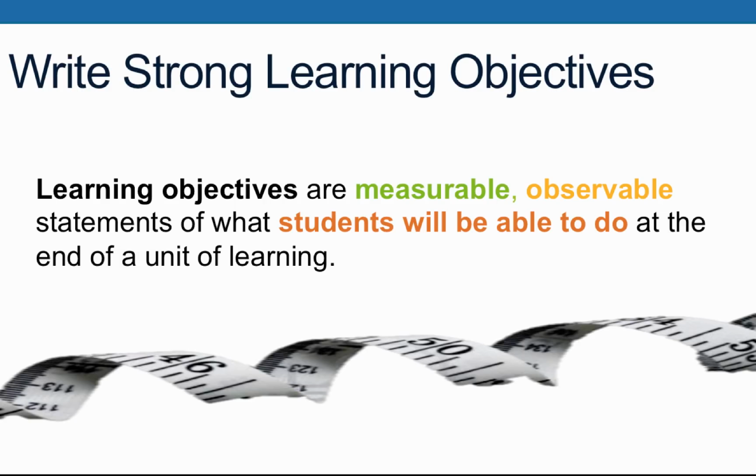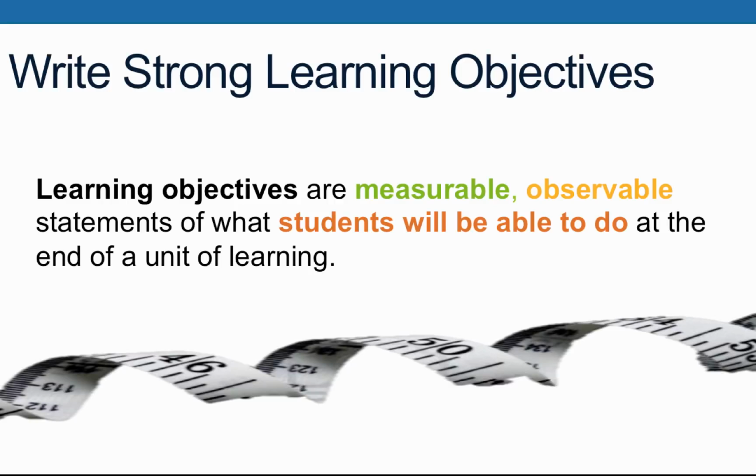Now that we've learned how to use Bloom's taxonomy to help us write learning objectives, and as you work through developing a course design matrix for your course, you should strive to write strong learning objectives. As we learned in the other video on course and learning objectives, they are measurable, observable statements of what students will be able to do at the end of a unit of learning.